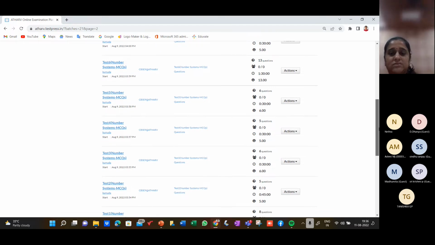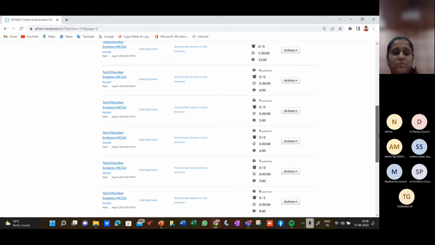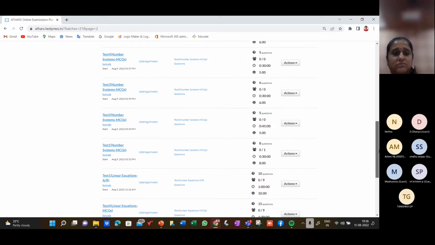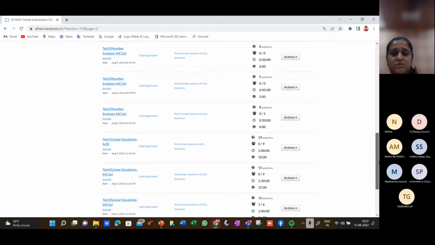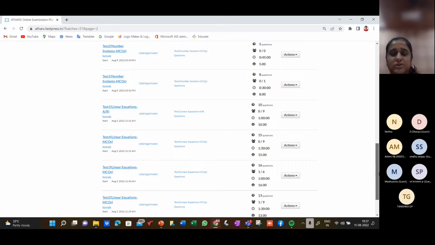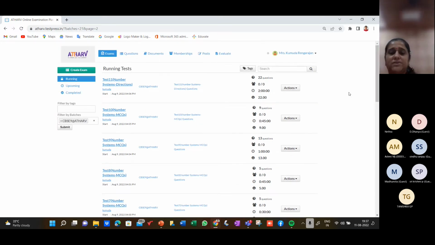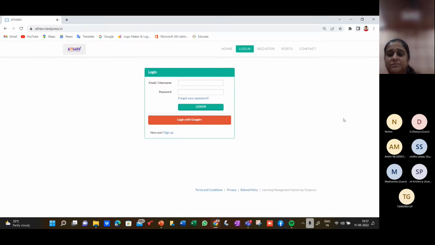So many tests. Actually, there was some problem with the portal, so I could not schedule the exams. That's why now I've sent everything. See here, test 1 linear equations. We are all in linear equations only. Okay, fine, children. Please complete the test. I told you can do it as homework also. Don't really bother about the marks. Learn from every test. Learn something.